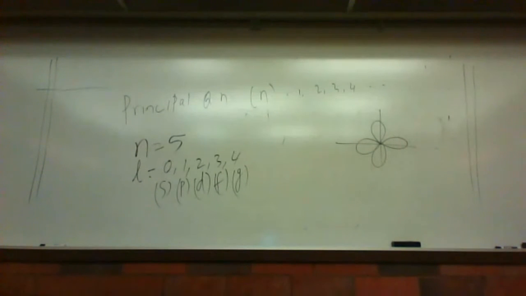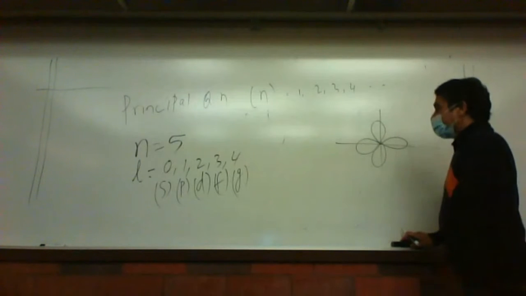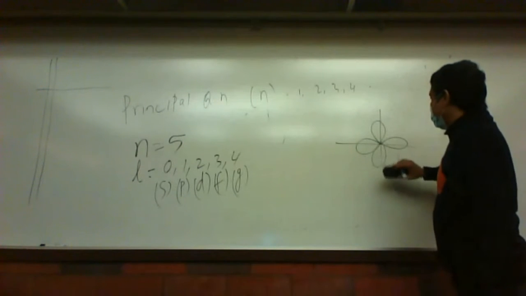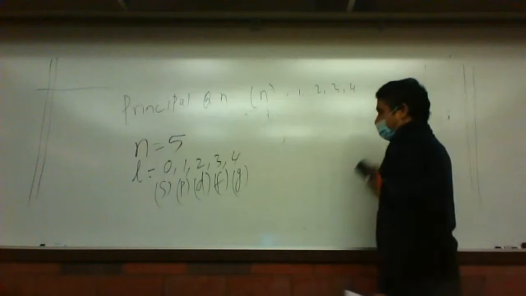So what does the azimuthal quantum number tell about? It tells about the shape of the orbital. Good. There are 5 types of d orbital. I'm not going to write them here.